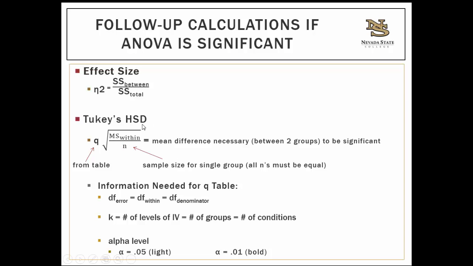Now what Tukey's HSD tells you, once you take Q from the table and multiply it by the square root of the mean squares within divided by n, is the mean difference necessary between two groups to be significant. So you'll find Tukey's HSD, and then you'll take every single mean difference. So if you had 3 groups, for instance, you would take the difference between group 1 and group 2, group 1 and group 3, and group 2 and group 3. And then you'd compare those mean differences to Tukey's HSD. And all of those mean differences that are greater than Tukey's HSD would tell you that there's actually a significant difference between those 2 groups that were used to calculate that mean difference.